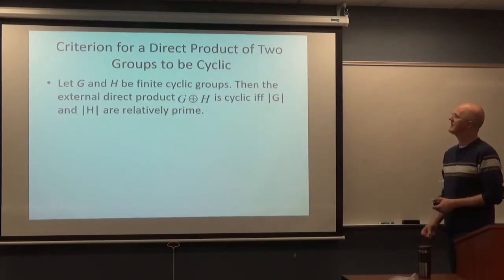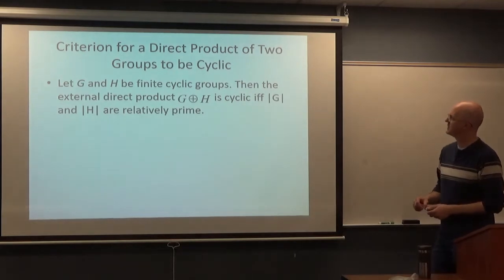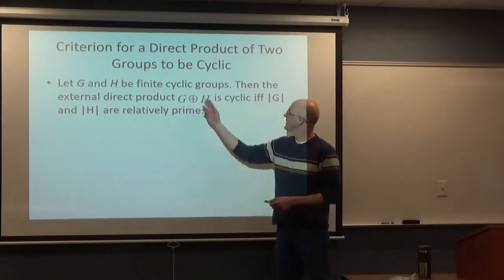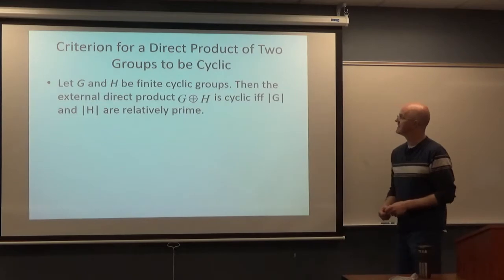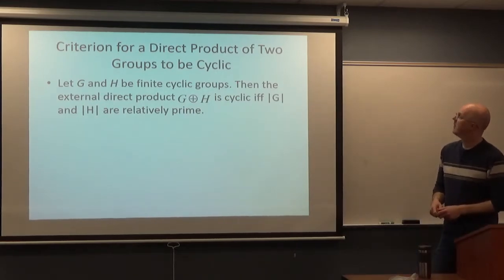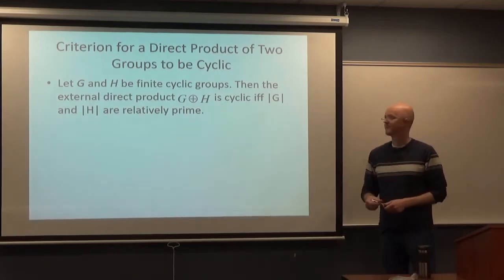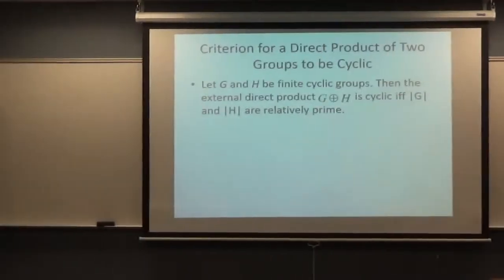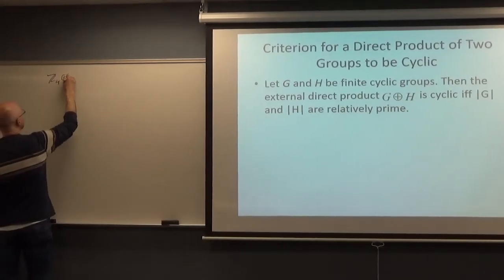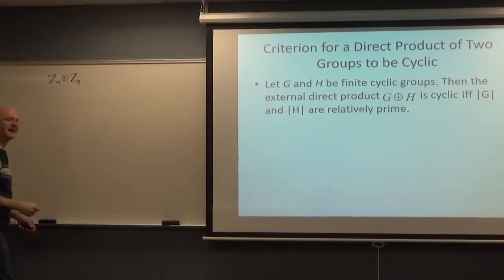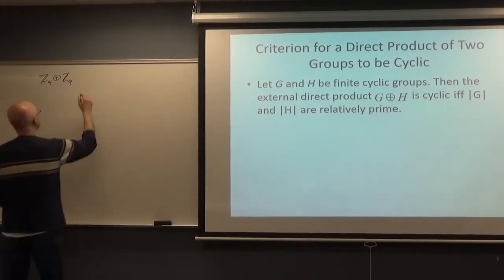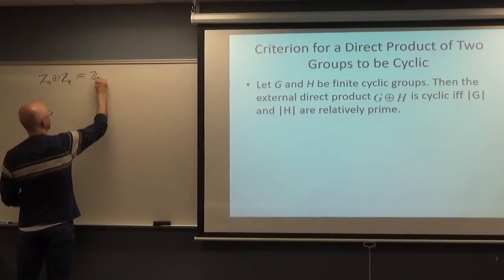So again, we have this criterion for when the external direct product of two cyclic groups is also cyclic. And that is when the orders of each of the things in the factor, these are finite cyclic groups, are relatively prime. Okay, so take another example here. The external direct product of Z4 with Z9. 4 and 9 are relatively prime. This is going to be isomorphic to Z36.